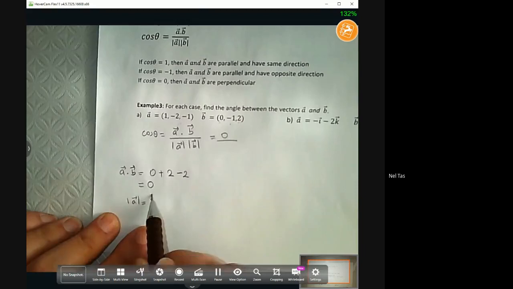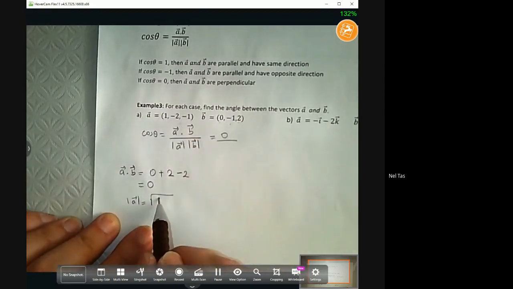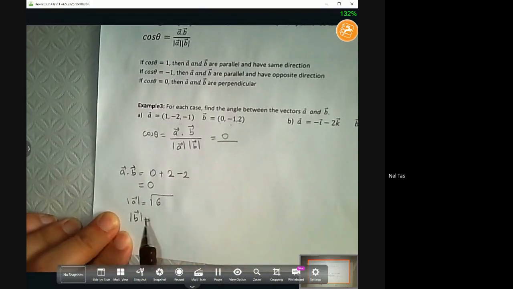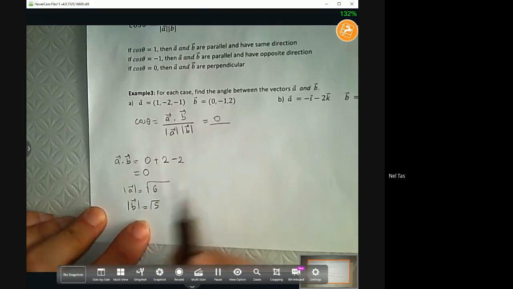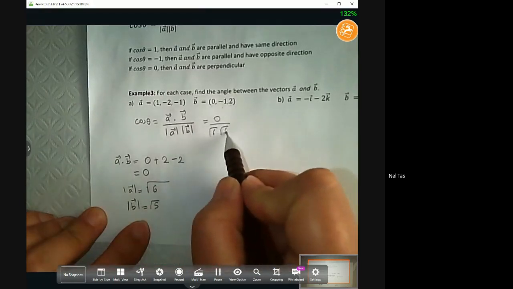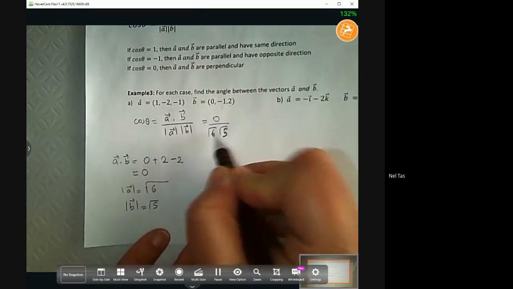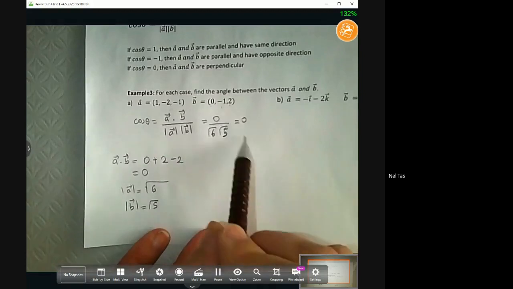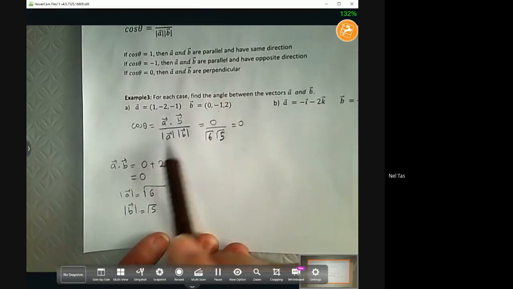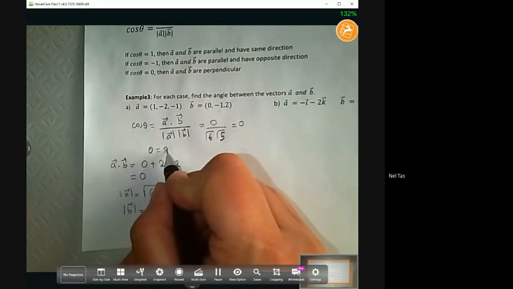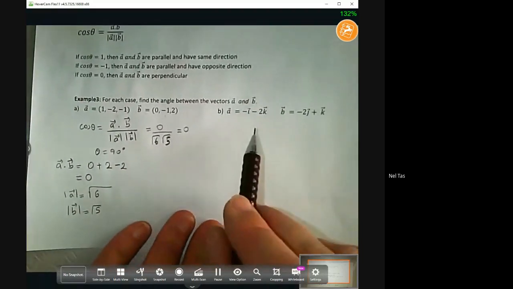But the magnitude of this would be 4, 1, 1, so root 6. And this one is 1, 4, 5, so root 5. So you get root 6 times root 5. But again, since the numerator is 0, you get cos theta equals 0. So then we know that A and B are perpendicular because theta is 90 degrees. Okay, let's look at part B.